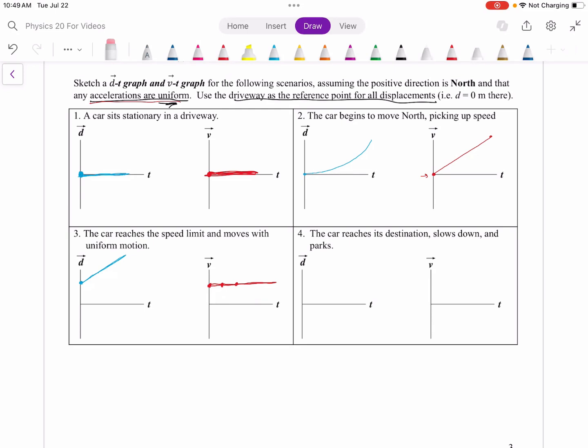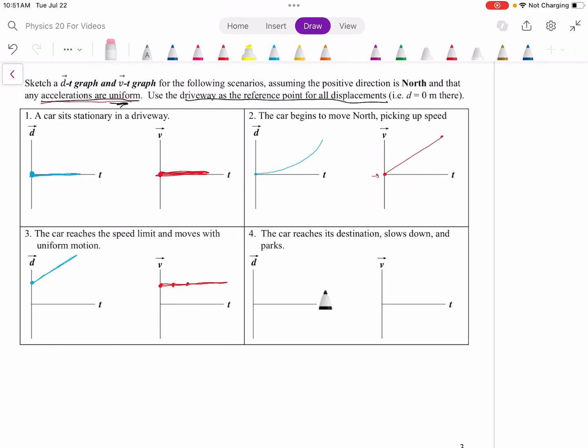Okay, so now things get a little more complicated. The car approaches its destination. It slows down and it parks. So we've got some stuff to think about here. Again, still not going to start the graph at 0 because it's away from the driveway. It's somewhere north of the driveway. But we need to think about what it means for it to slow down in terms of the displacement it's covering each second.